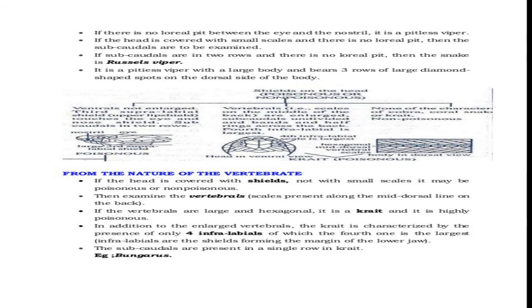If the vertebrals are large and hexagonal, it is a krait and it is highly poisonous in nature. Similarly, if the subcaudals are present in a single row in a krait, then we can consider this particular snake is a Bungarus. In the next slide, if the vertebrals are not large, then examine the supralabial shield.